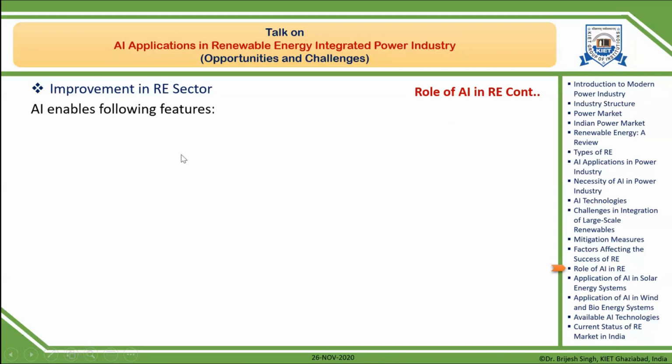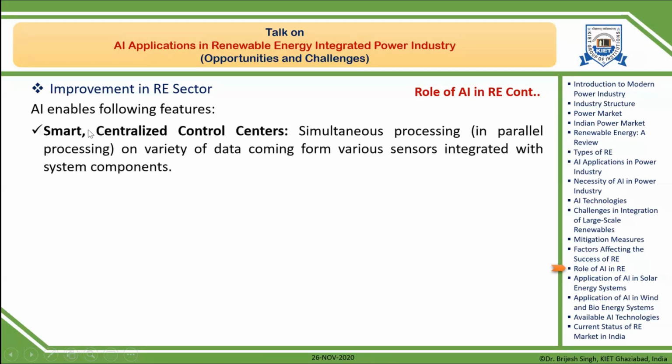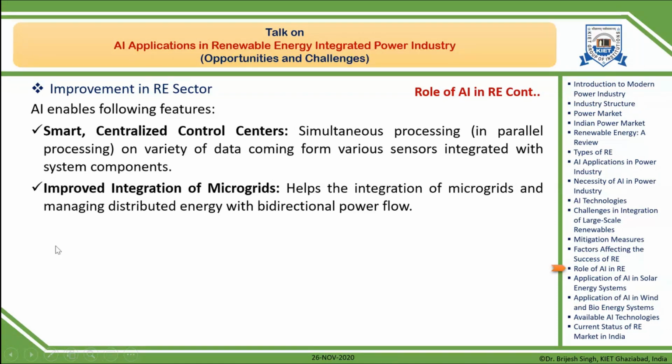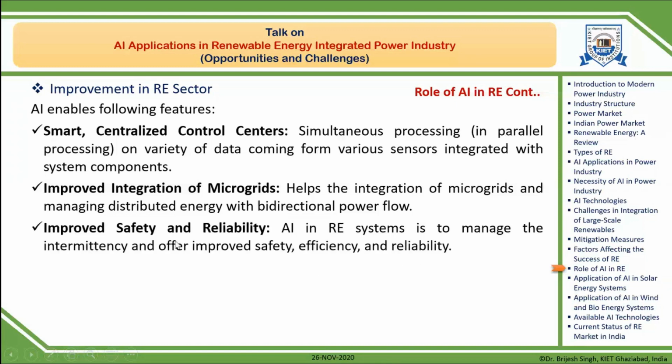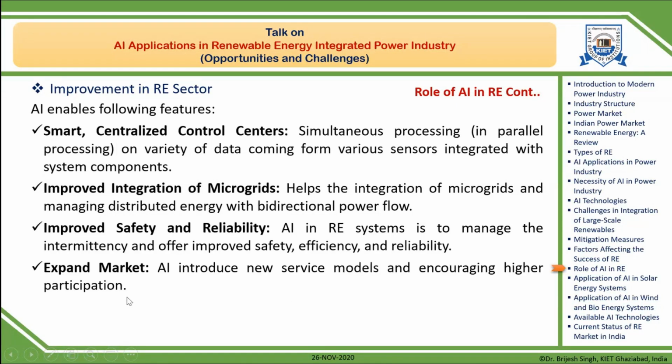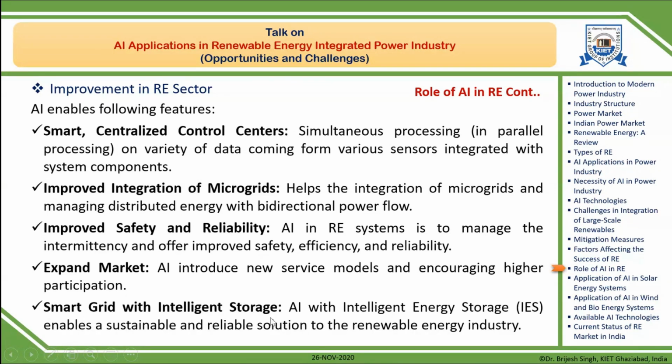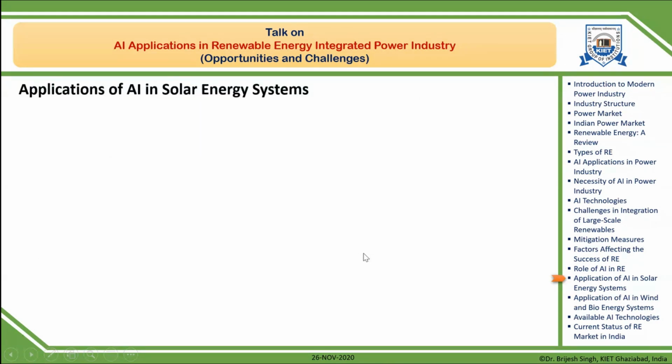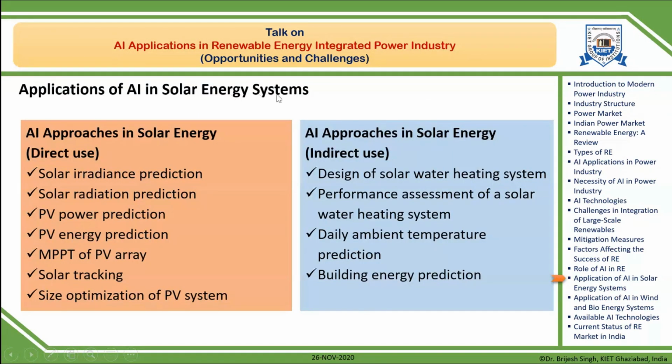For improvement in the RE sector, AI enables the following features: smart, centralized control centers you can develop using AI. Improved integration of microgrids, improved safety and reliability, and expanded market. So these are the four, and smart grid with intelligent storage. So these are the five areas by which you can improve the renewable energy sector. You can choose any topic and start your research activity. These are some application areas.